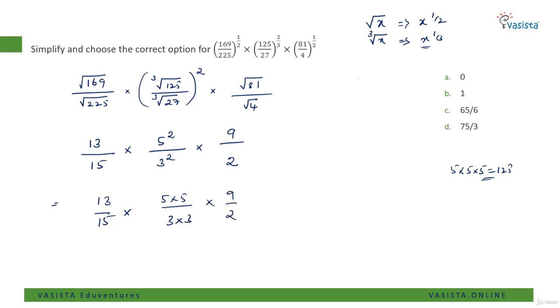Now start working on it. 5 1s are 5, 3 3s are 9, 9 I cancel. Now 13 5s are 65, 3 2s are 6. Right, answer is 65 by 6. Option C is the right one.